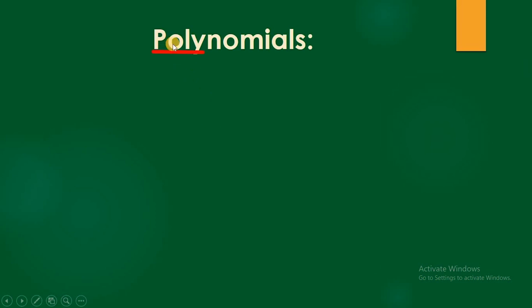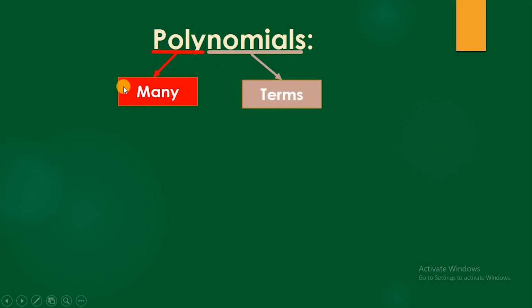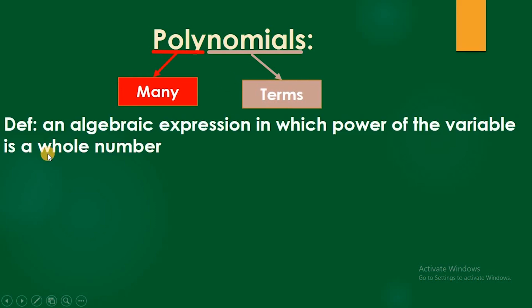And polynomial itself has two parts, that is, poly and nomials. Now the word poly means many and nomial means terms. So it means many terms. Now we can define polynomial as an algebraic expression in which the power of the variable is a whole number.